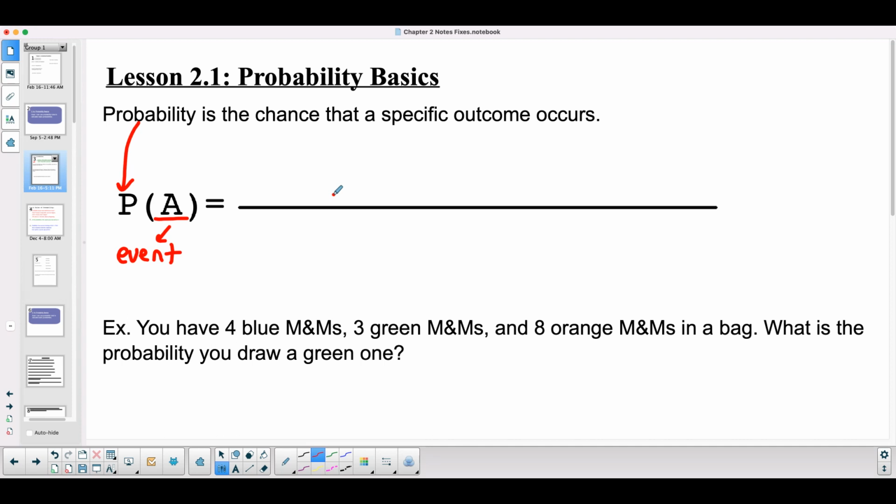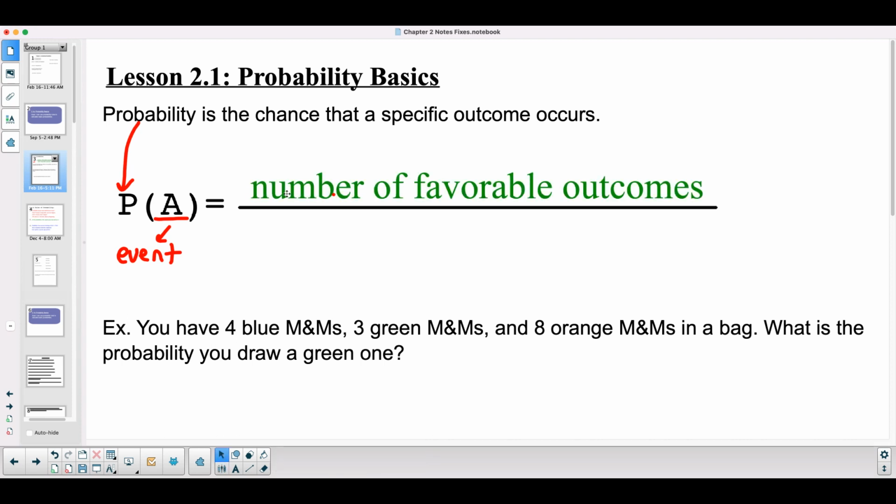The top would be how many ways that A can happen, so the number of favorable outcomes. So how many ways can A happen? If A was flipping a head on a coin, there would be one way for that to happen. So that would be what goes up top. On the bottom, we would put the total number of possible outcomes, meaning how many possibilities are there for that event, which is what chapter 1 was about. So if we're talking about flipping a coin, there's just 2 ways that can happen, heads or tails.